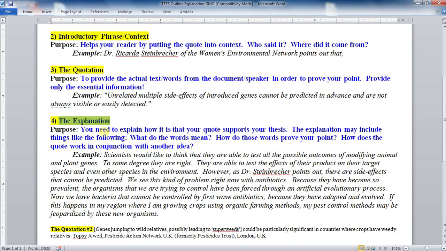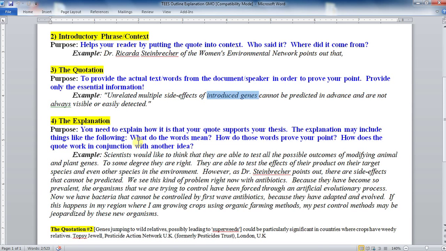The explanation helps your reader by telling them how your quote supports your main idea. Essentially, it's why did you pick it? Why did you choose it? What does it do to support your ideas? You probably want to focus on what individual words mean, how those words prove your point, and maybe how that quote works in connection with another idea. So, for example, you may want to focus on what unrelated multiple side effects means, or what an introduced gene means.